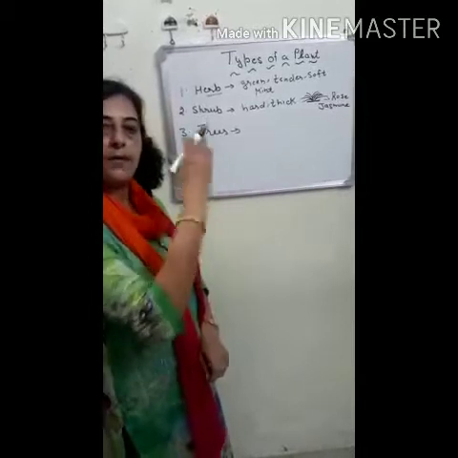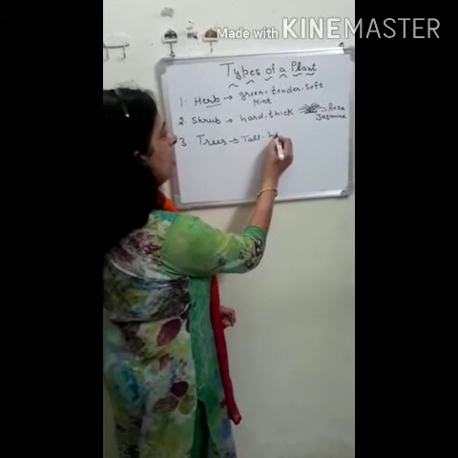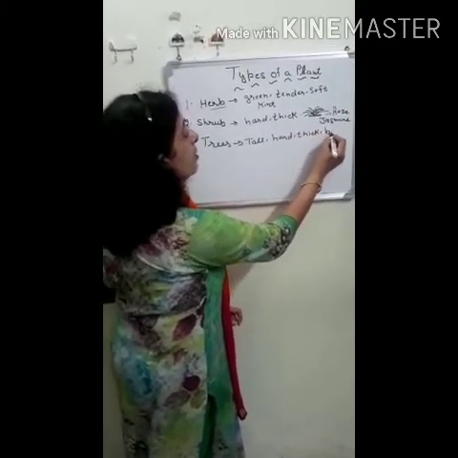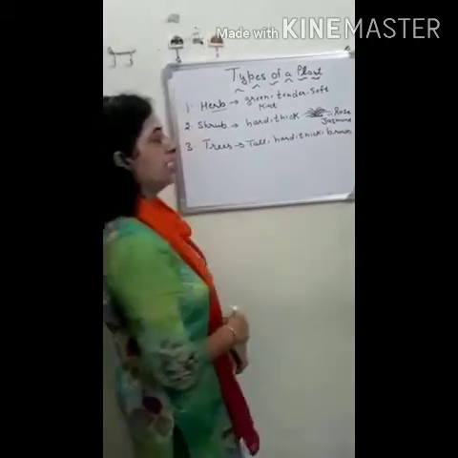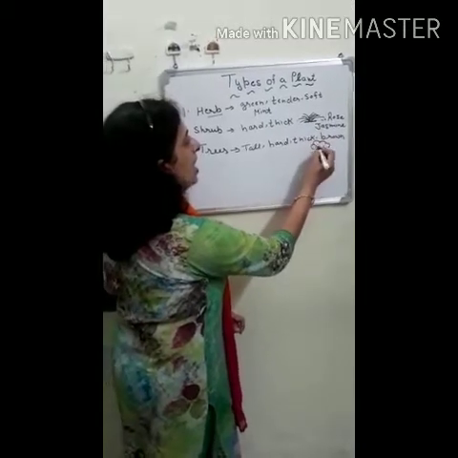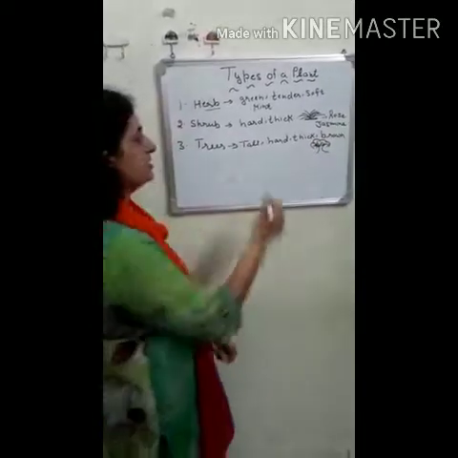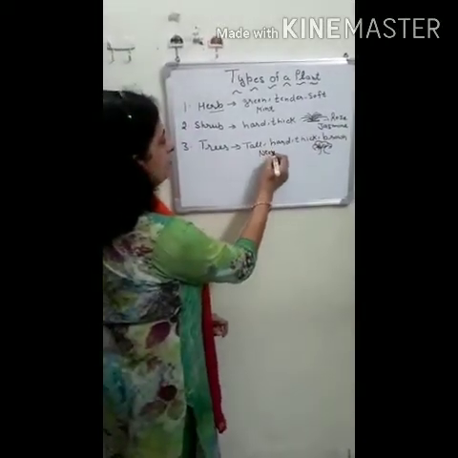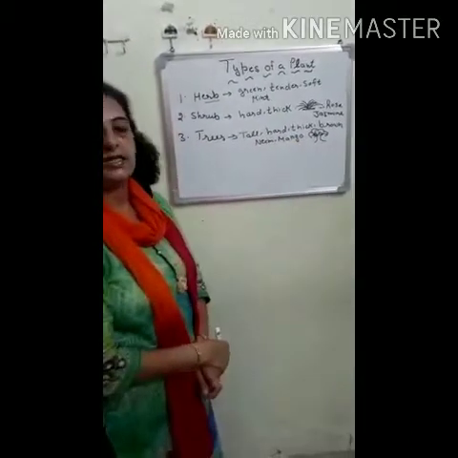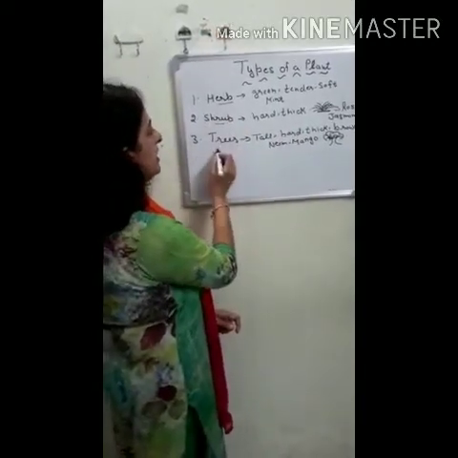Trees are the bigger ones. They are tall. They have a hard, thick and brown stem, and trees have branches from the upper side, like the neem and mango. So on the basis of size, we can categorize the plants into three categories: herbs, shrubs and trees.